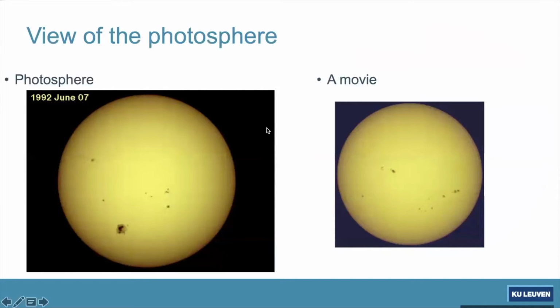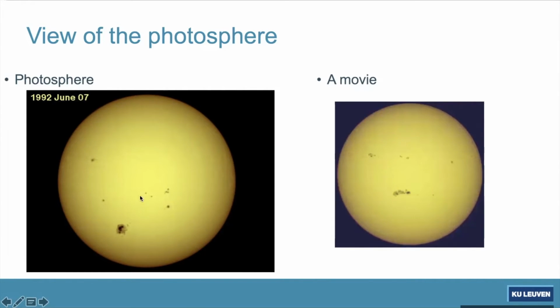So this is the photosphere. It's a picture from 1992. This is visible light, so that's taken, of course, with filters. You should never look at the sun. This is always done with instruments that filter, I mean, they reduce the light so you can see the spots better. Here there are many spots, and here you can see the spots moving.